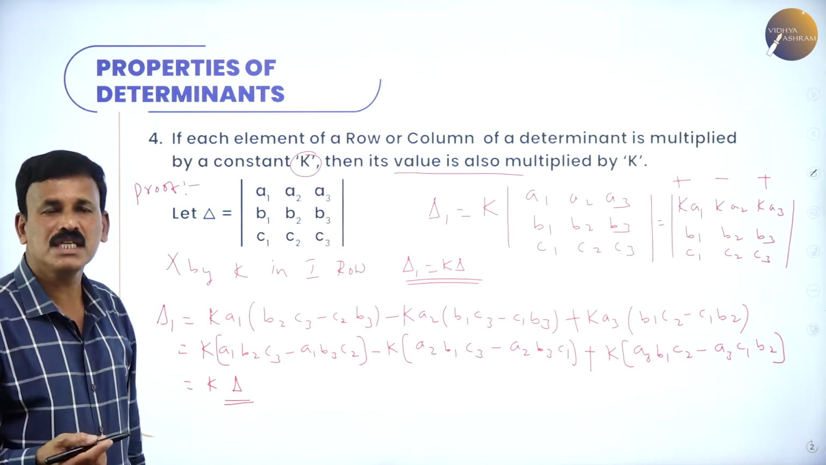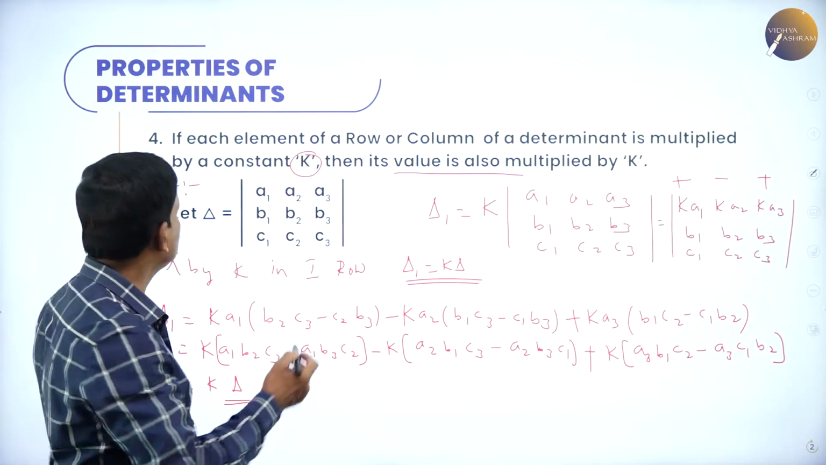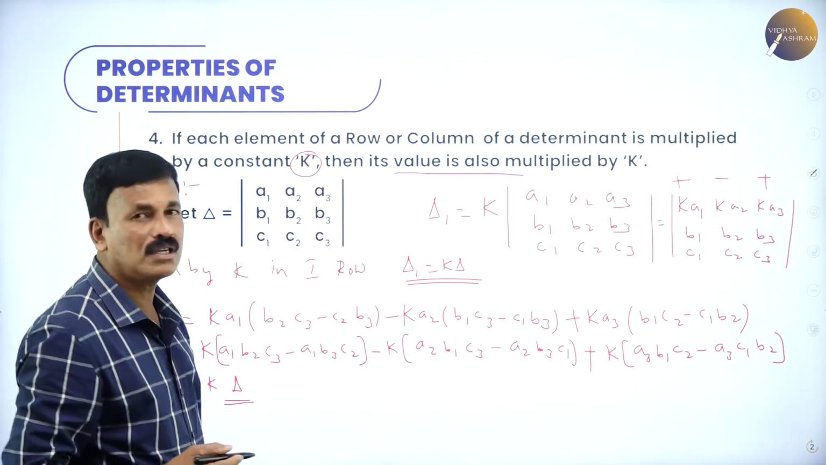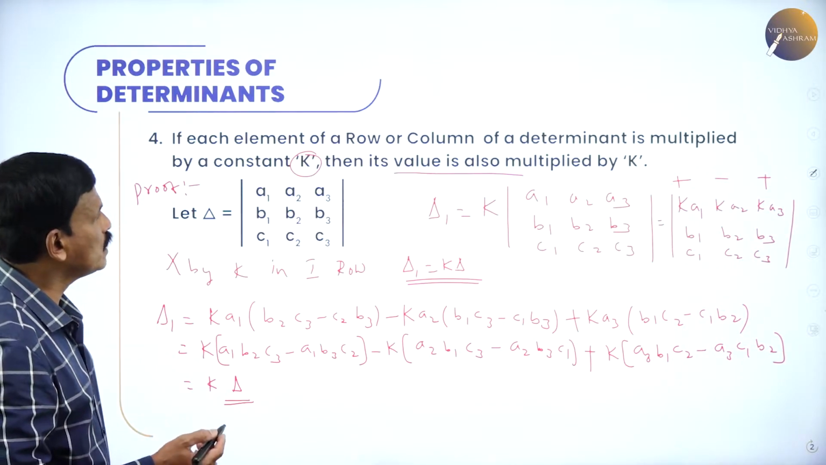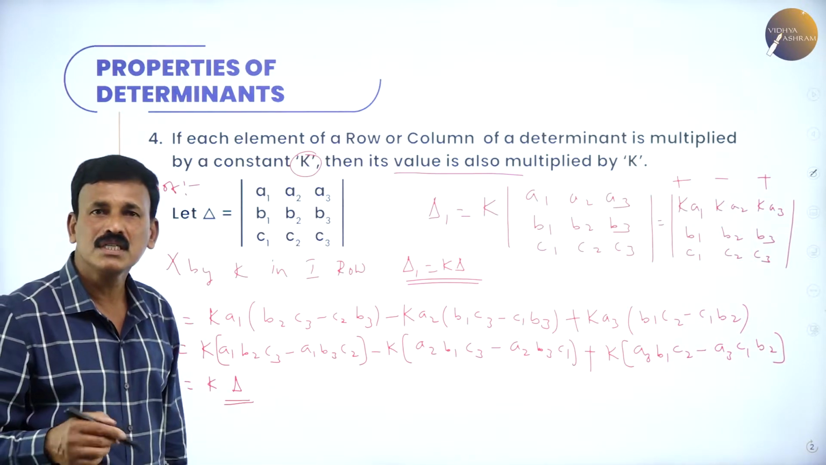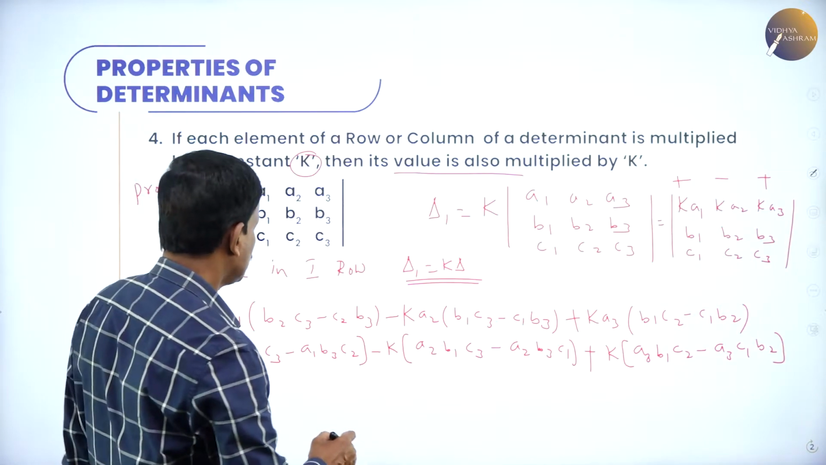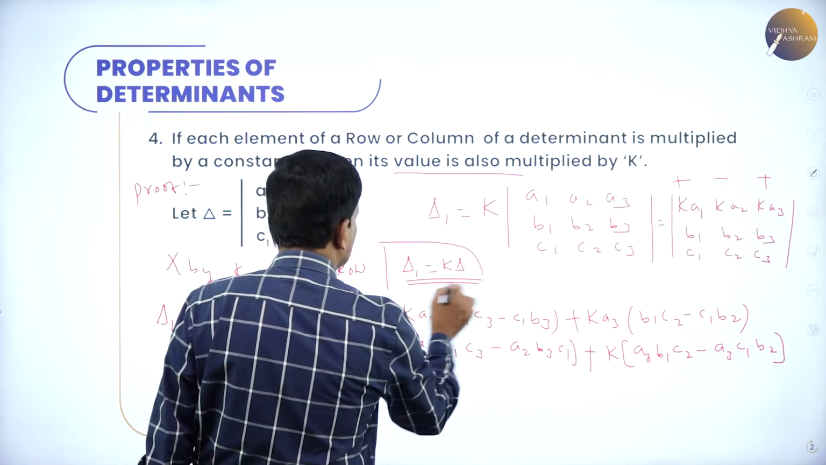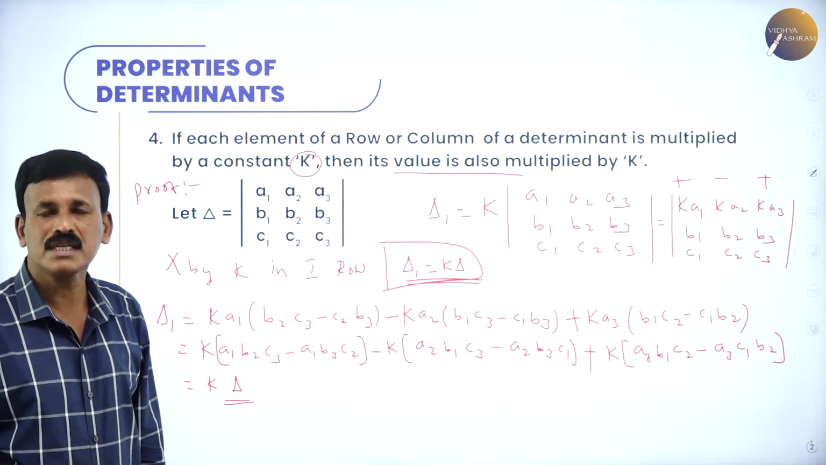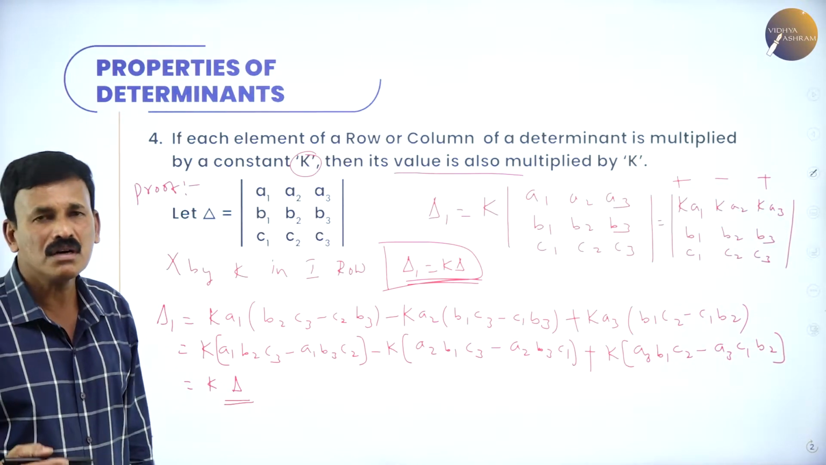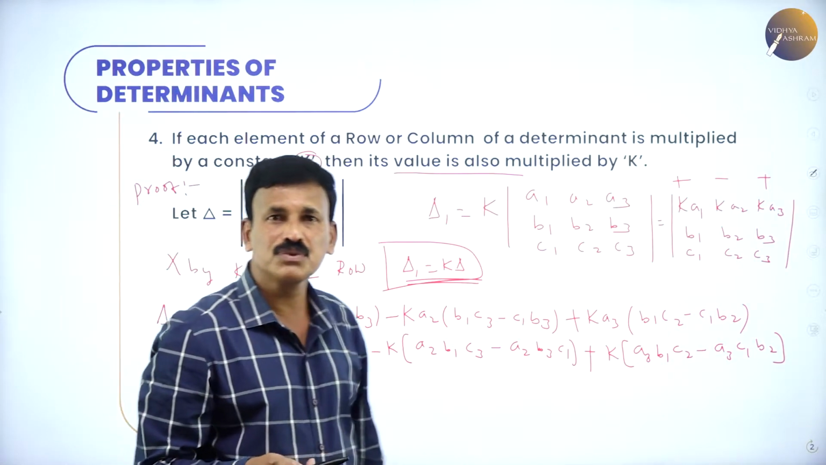That means if each element of a row or column of a determinant is multiplied by a constant k, the value of the whole determinant is multiplied by that constant k. Therefore, delta 1 is equal to k into delta. Now let us take a small example on this. Or on the other hand, you can also remove the common factor.